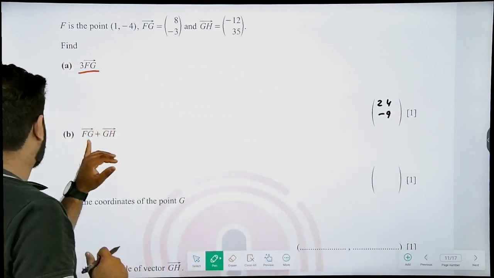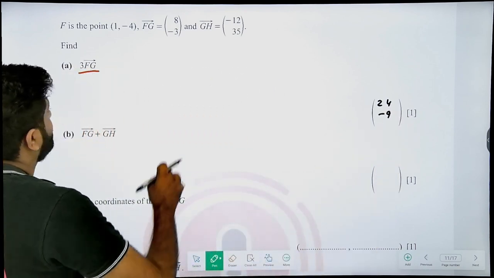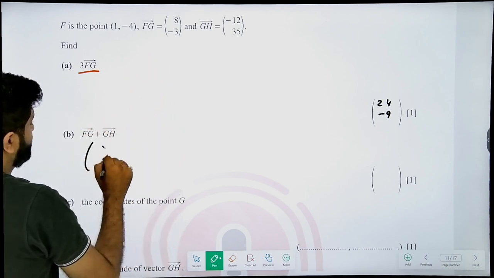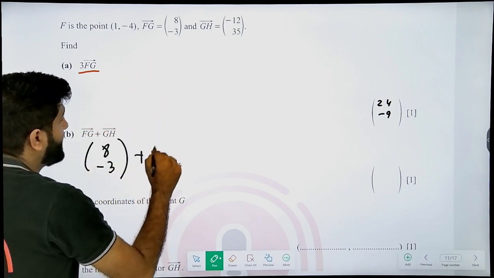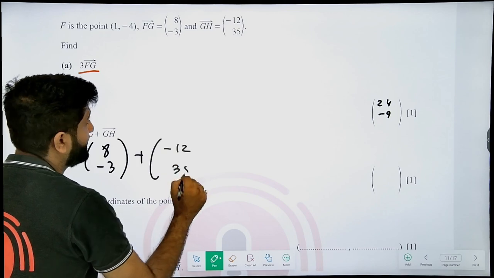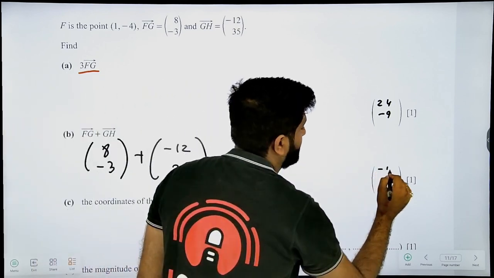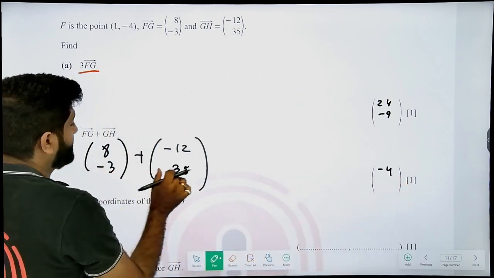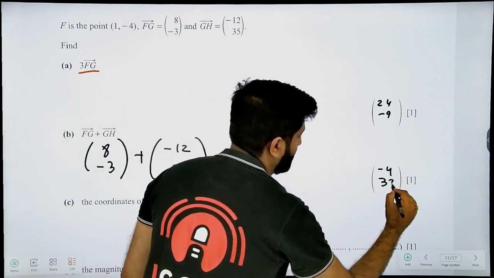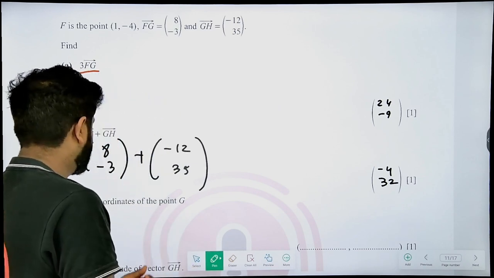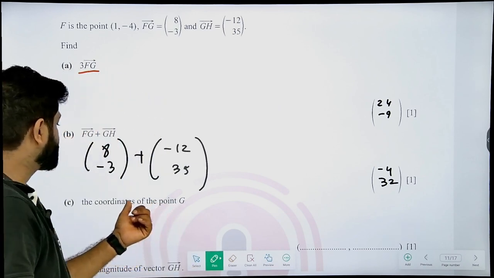Then I have to find FG plus GH. So I have FG is this and GH is this. I'll simply add them. So 8 minus 12 is negative 4. Minus 3 plus 35 is 32. Right. Next, find the coordinates of G.